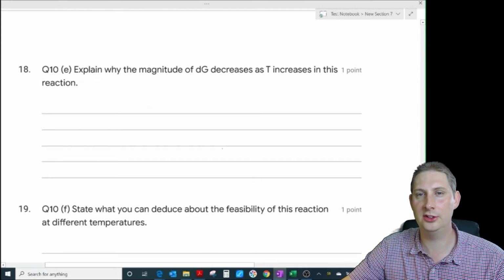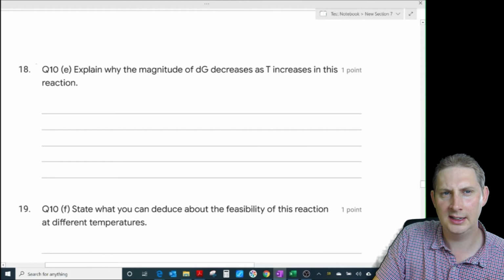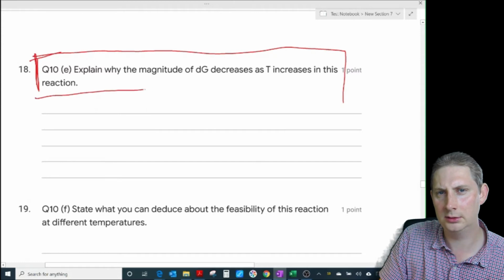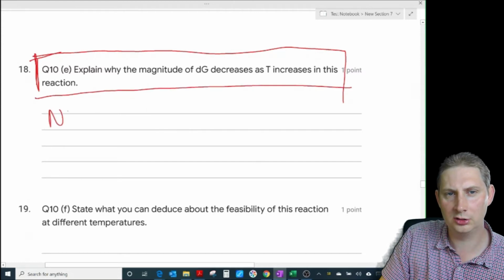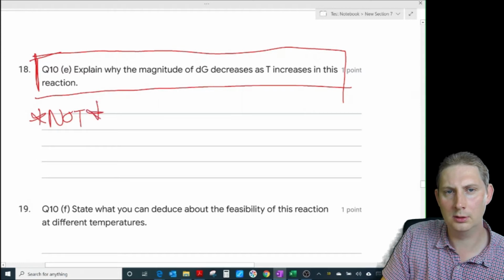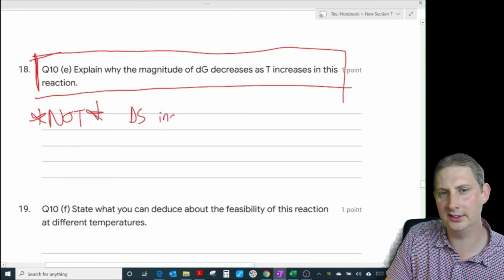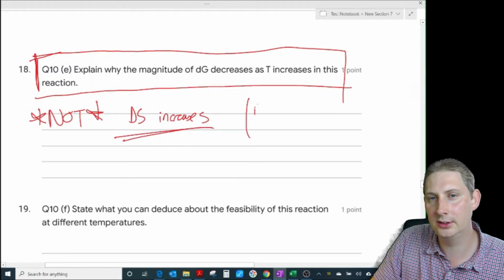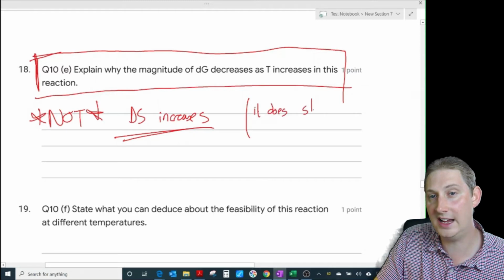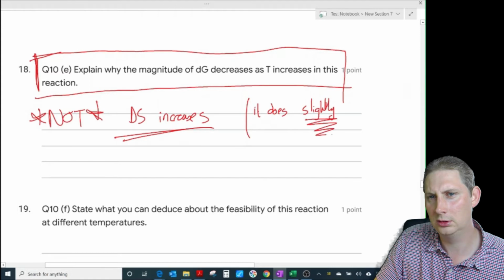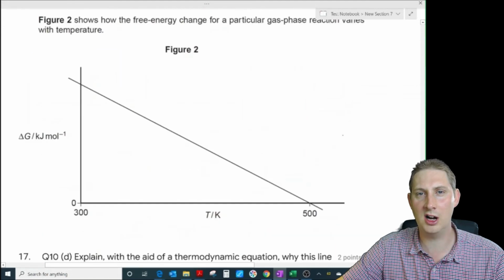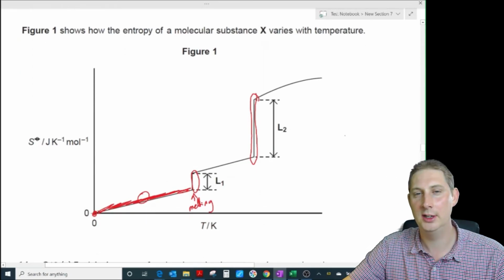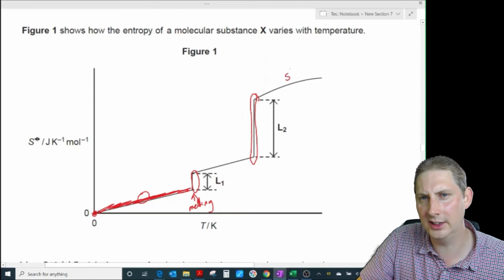Explain why the magnitude of delta G decreases as T increases in this reaction. This was so important, and there are a couple of massive misconceptions coming in here. Okay, it is not that delta S increases. It's not that at all, okay? Now, we know it does slightly, okay? Because from this graph all the way up here, we know that the entropy does change a little bit with temperature, and we do get a slight increase.